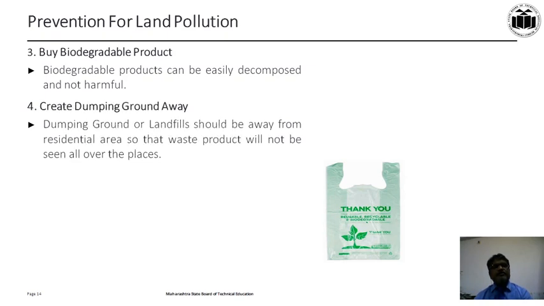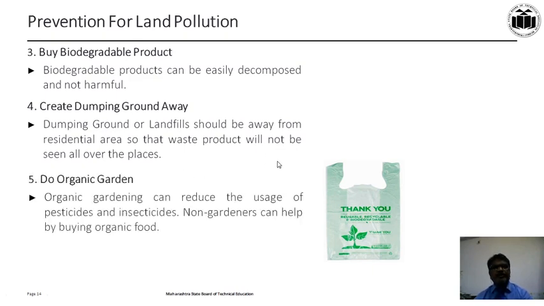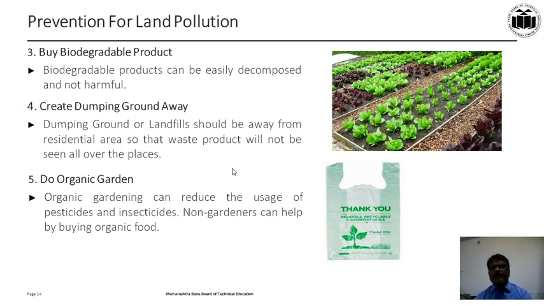Fourth is to create a dumping ground away. The dumping ground or landfills should be away from the residential area so that the waste products will not be seen all over the place. And fifth is to do organic gardening. Organic gardening can reduce the usage of pesticides and insecticides. The non-gardeners can help by buying organic food.